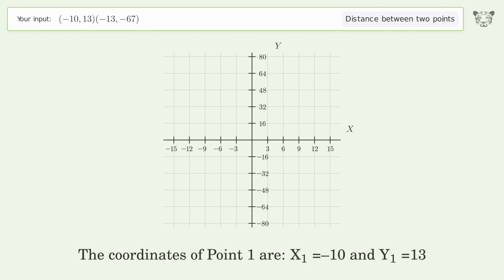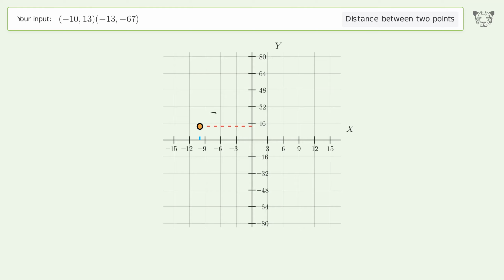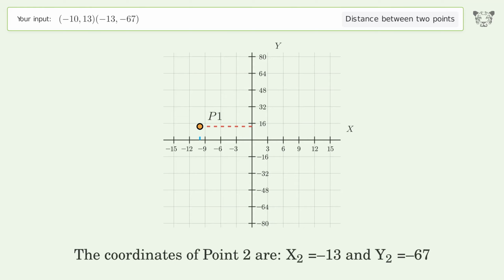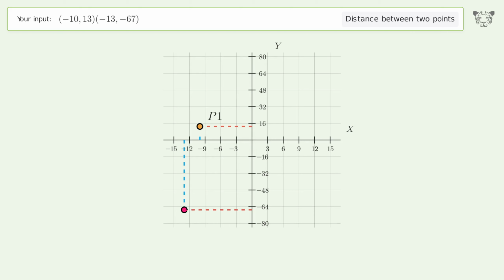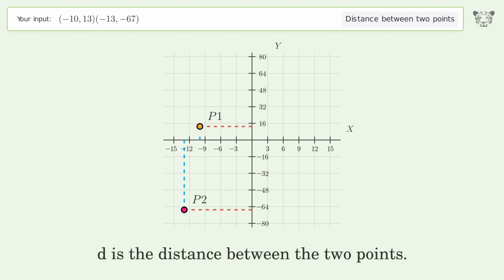The coordinates of point 1 are, x1 equals -10 and y1 equals 13. The coordinates of point 2 are, x2 equals -13 and y2 equals -67. D is the distance between the 2 points.